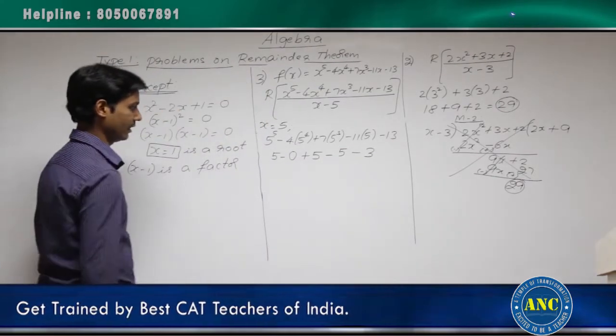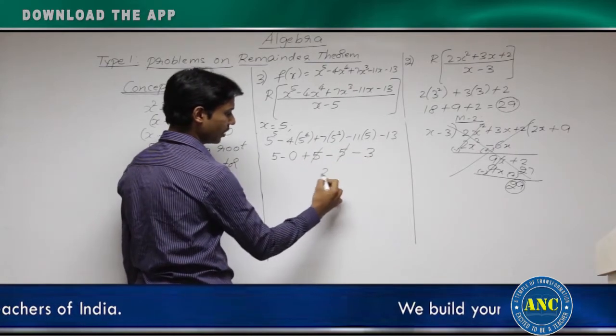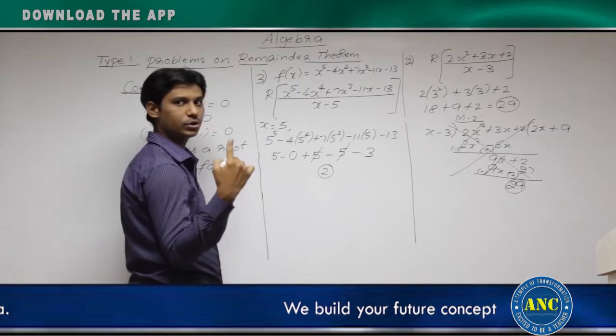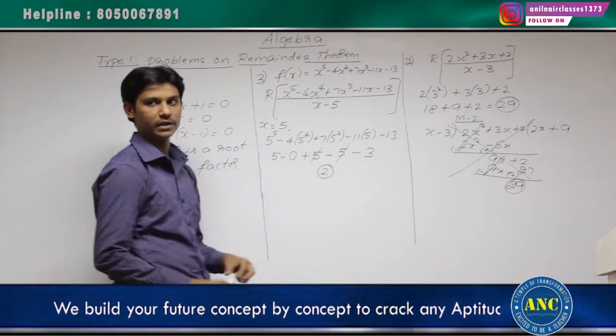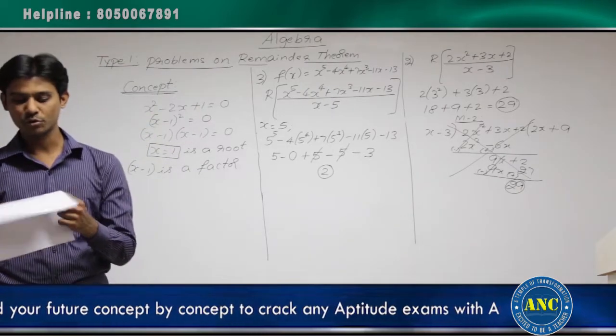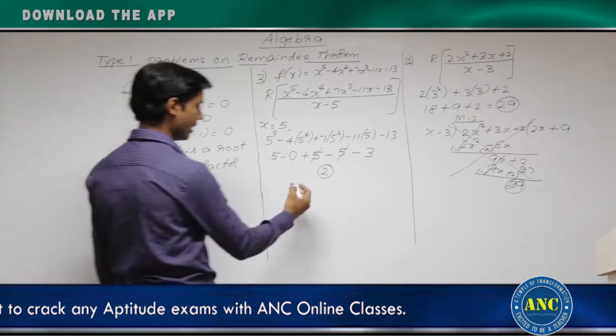Now if I simplify this, minus 5 plus 5 cancels. 5 minus 3 is 2. That means the unit digit of the answer should be 2. We only played with unit digit here. Check out the answer options. If you see the answer options, there is only one option which is having unit digit 2. Answer is 146.